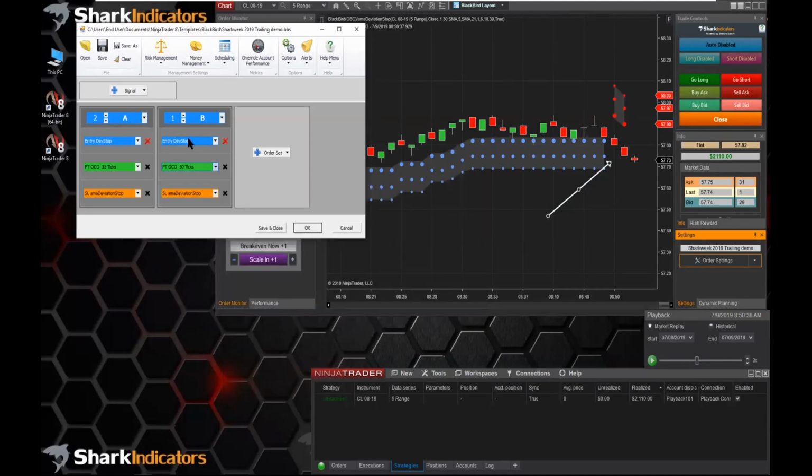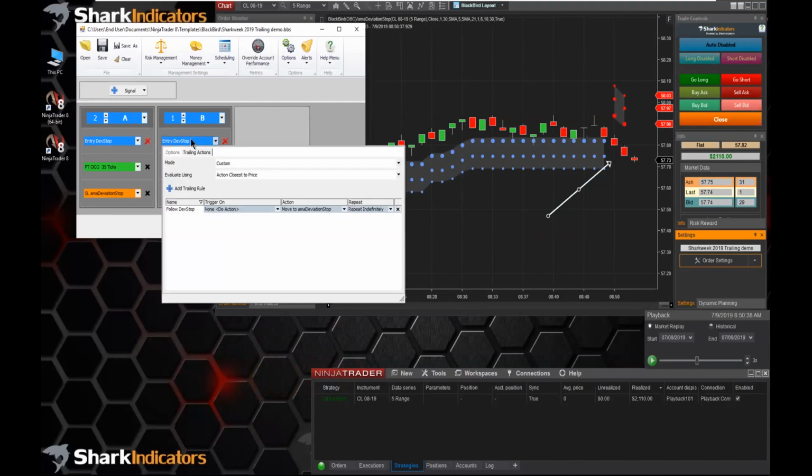And then lastly, our entry order. Again, just another simple trailing rule with the entry order, which is just follow this deviation stop inside line, just trail that, waiting for that little market pullback. So very simplistic there.